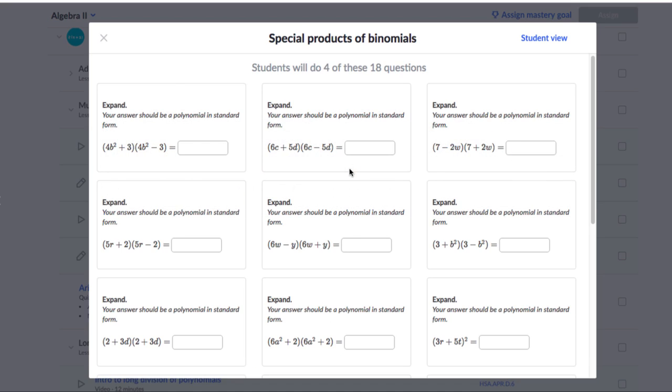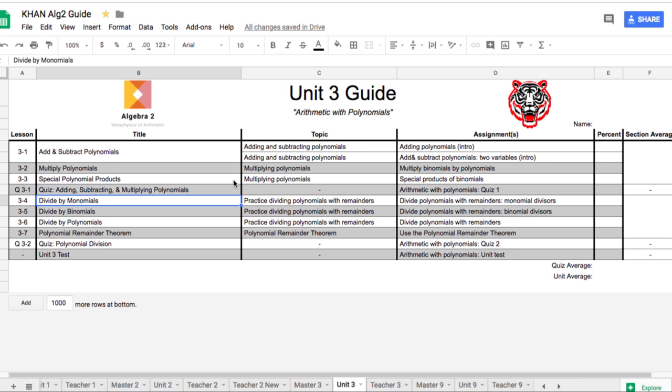By the way, before I give you your XP, here we are in our unit guide. We are on 3-4, which means today is Tuesday. Wednesday is divide by binomial, so we're dividing by two terms at the same time. And then on Thursday, we're going to divide by polynomials. Divide by 3 or more terms, or maybe 1 or 2. And then eventually we're going to do the polynomial remainder theorem, then quiz, then test. That's where we are in the unit.